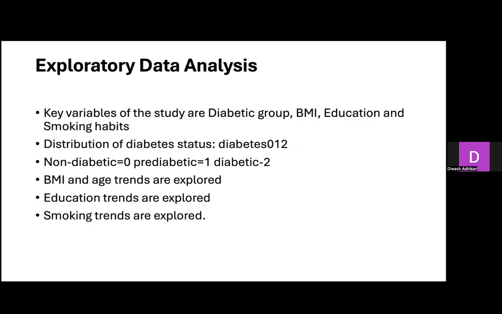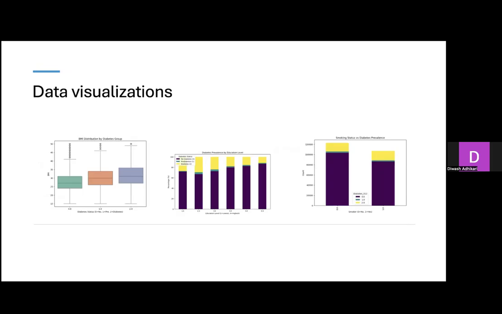In our dataset, the variable diabetes 0, 1, 2 represents diabetes status, where 0 means non-diabetic, 1 means pre-diabetic, and 2 means diabetic. As shown in the chart here, the majority of people are non-diabetic, followed by diabetic, then pre-diabetic. Next, we analyze BMI by diabetes prevalence. The visualization here shows that people with diabetes generally have a higher average BMI compared to non-diabetic and pre-diabetic.